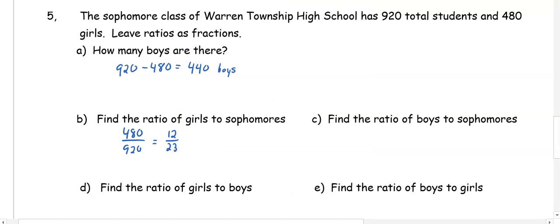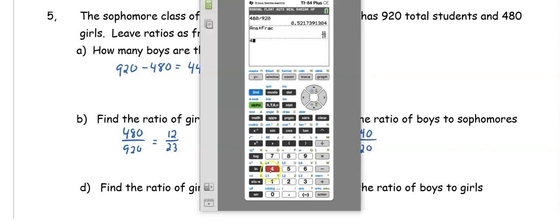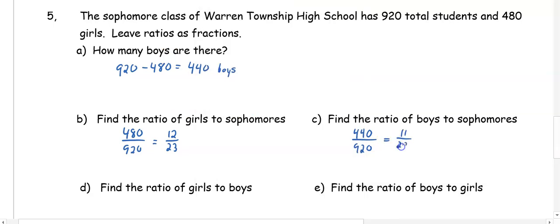In part C, we want to find the ratio of boys to sophomores. So we have 440 divided by 920. So 440 divided by 920, math, enter, enter. So that's going to be 11 out of 23.